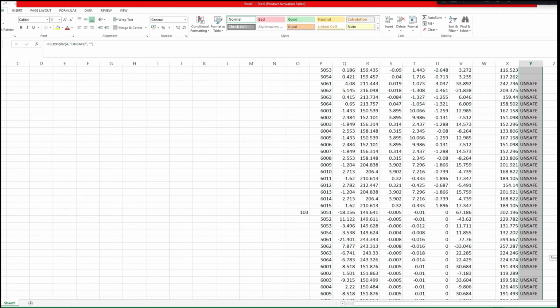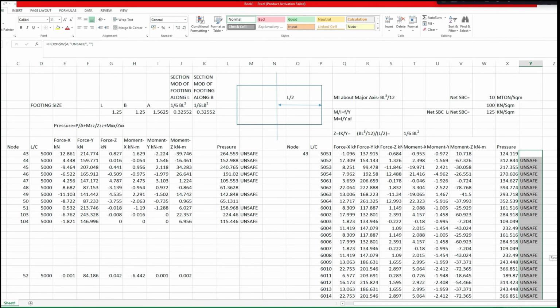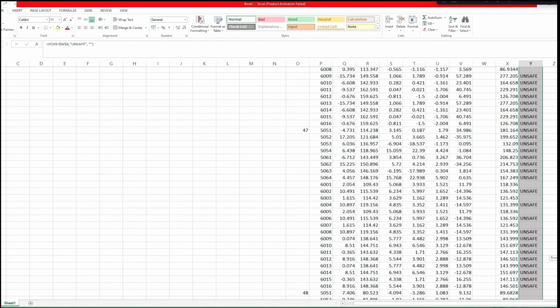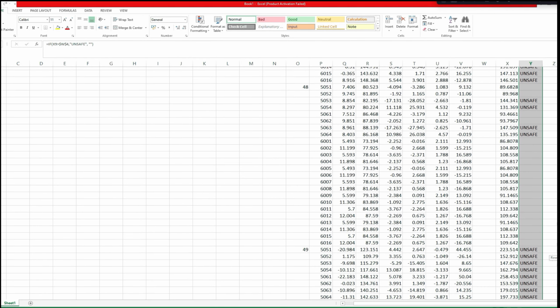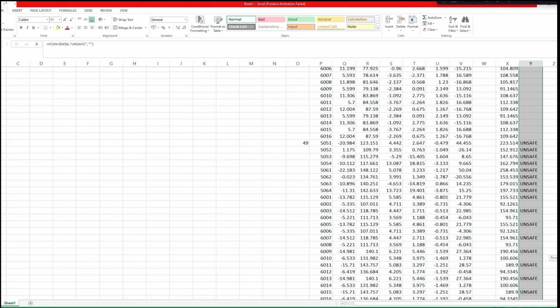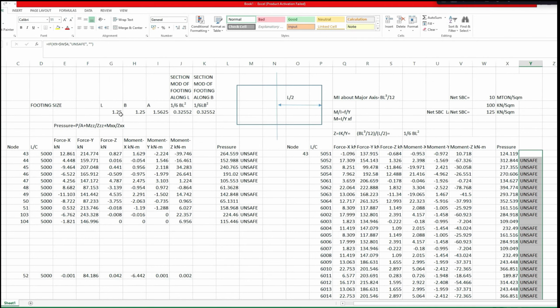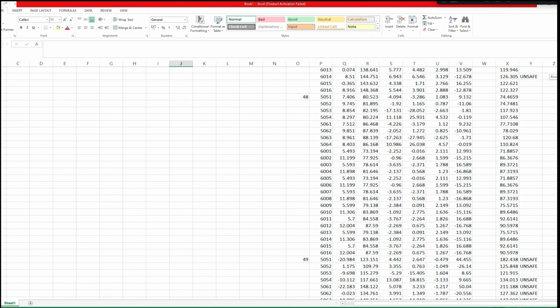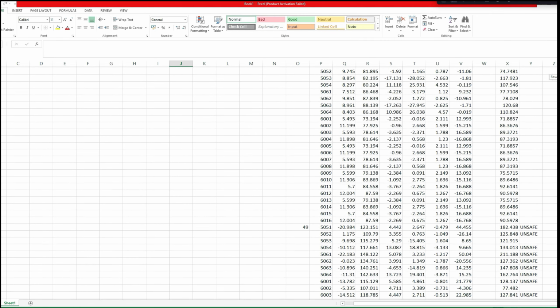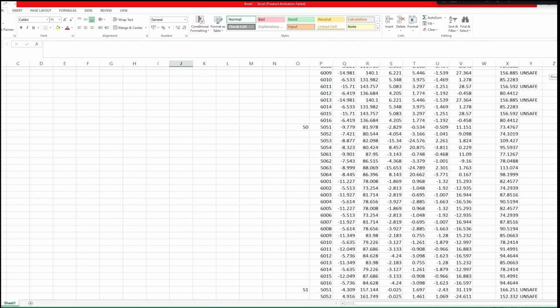So let us come to node number 48 and node number 50. Node number 48, it is unsafe. Node number 50 also unsafe. So let us increase it a little, say by 1.35 by 1.35. So node number 48 is totally safe now, and node number 50 is also safe.